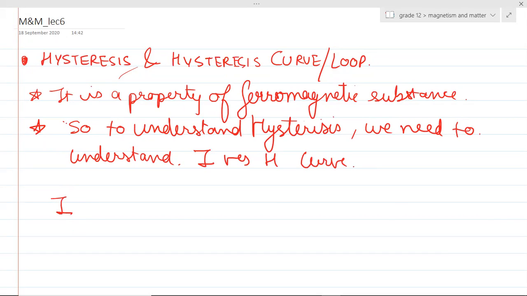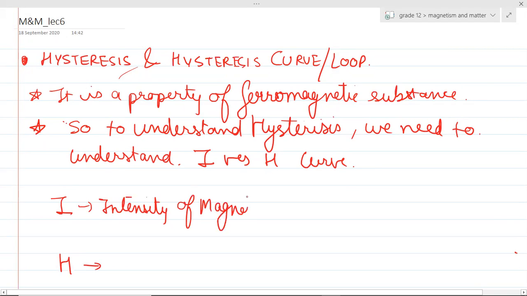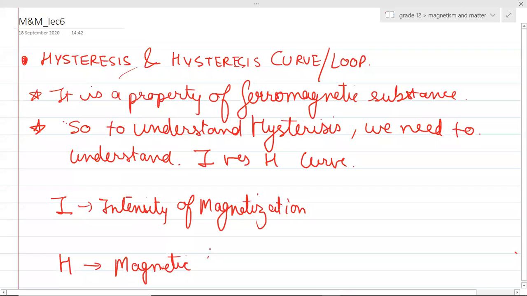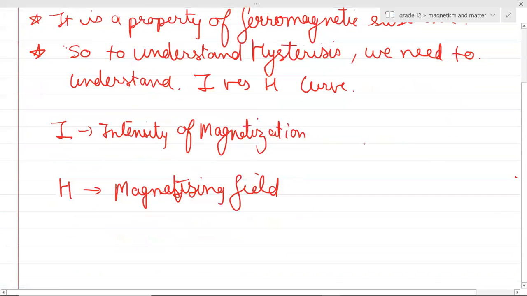What was I and what was H? Guys, do you remember what was I and what was H? I was basically the intensity of magnetization, and this was the magnetic, basically magnetizing field, right? So this was the intensity of magnetization, and this was the intensity of the magnetizing field, right?